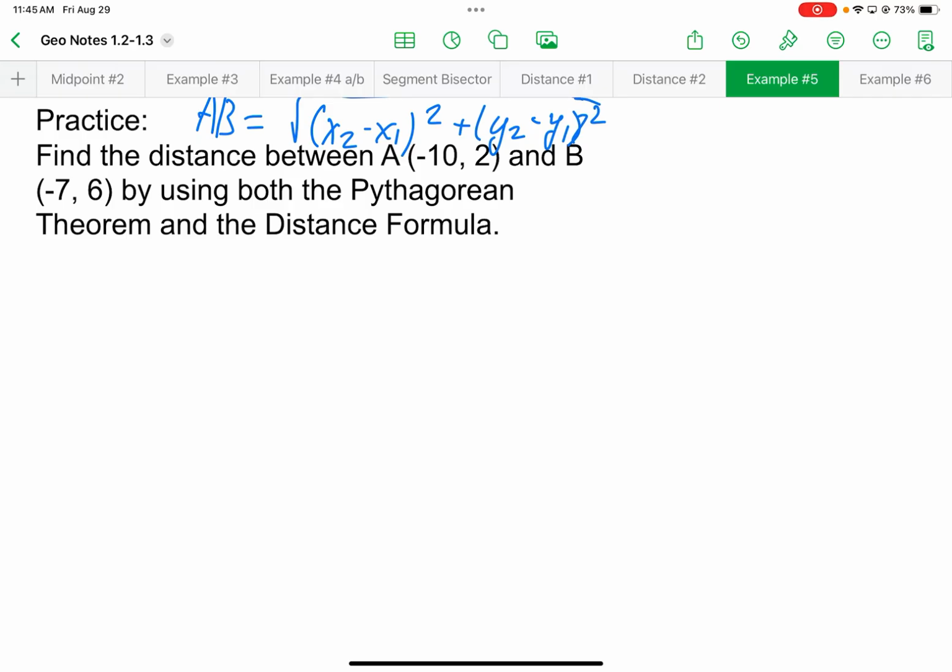When you do this, minus a negative is going to turn into a plus. So negative 10 plus 7 would be negative 3 instead of 17.